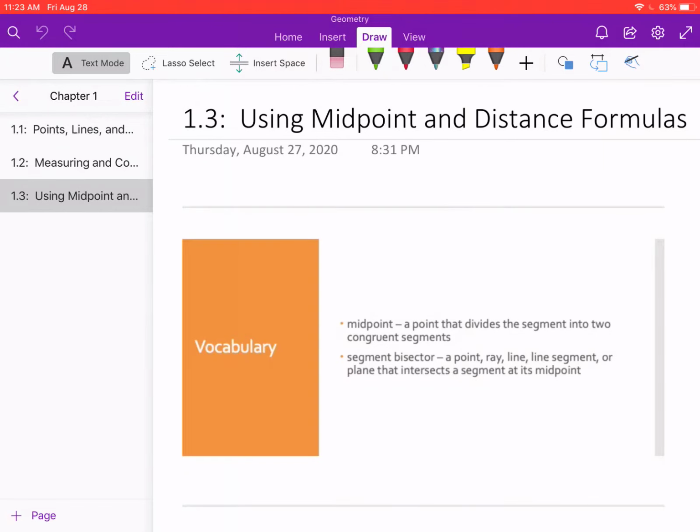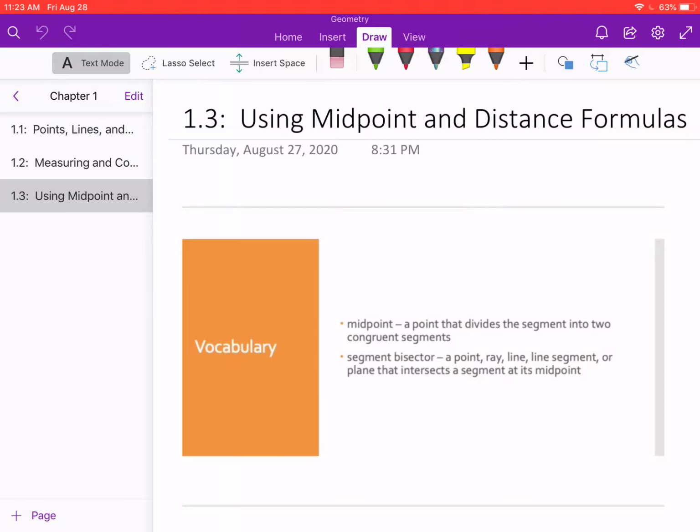This is section 1.3, using midpoint and distance formulas. So more vocabulary in this section. A midpoint is a point that divides a segment into two congruent segments. Okay, so it's the middle. It's the point in the middle of the segment.